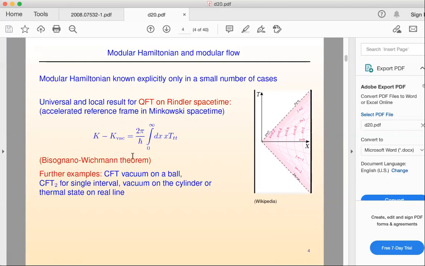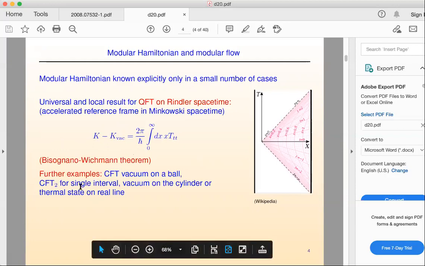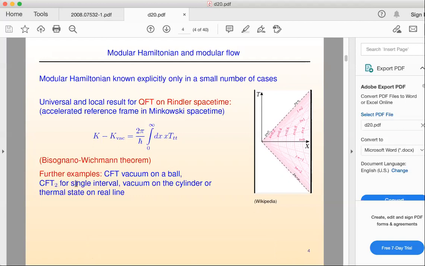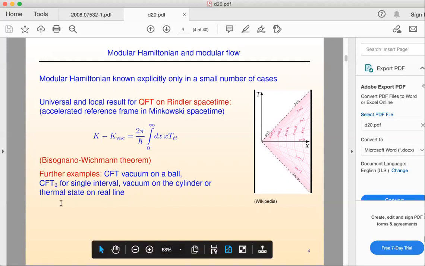Okay, thank you. So apart from this very simple example, there are some further examples, like the CFT vacuum on a ball, the two-dimensional CFTs for a single interval in the vacuum on a cylinder, or the thermal state on a real line. I think that's all the examples where this modular Hamiltonian is actually known explicitly, and where it also leads to a local result.